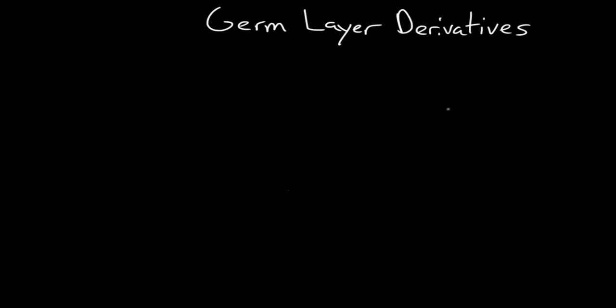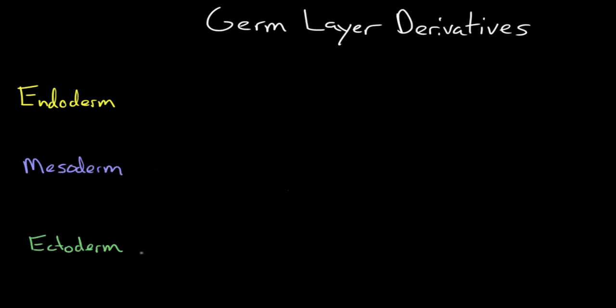Now, if you'll remember, from near the end of early embryogenesis, you've gone through the process of gastrulation and you've formed your three primary germ layers. And those germ layers were the endoderm, the mesoderm, and the ectoderm. And the cells in these germ layers go on to form very specific structures.